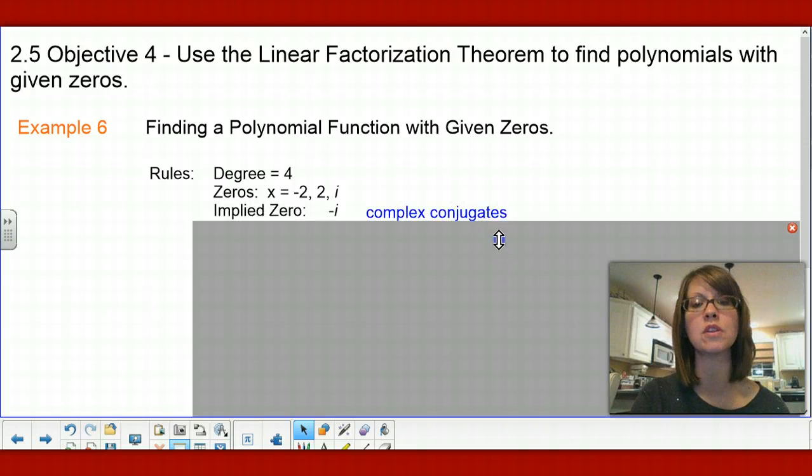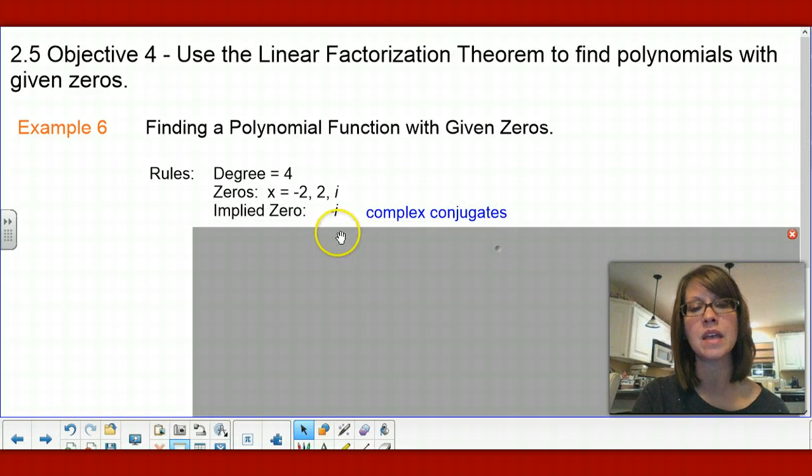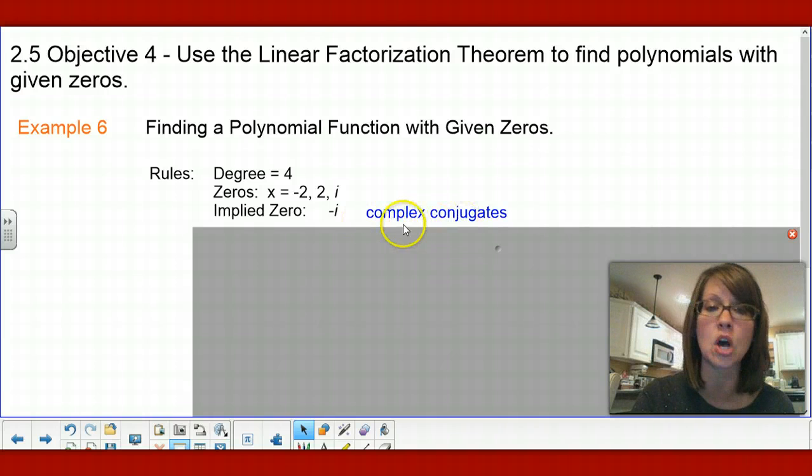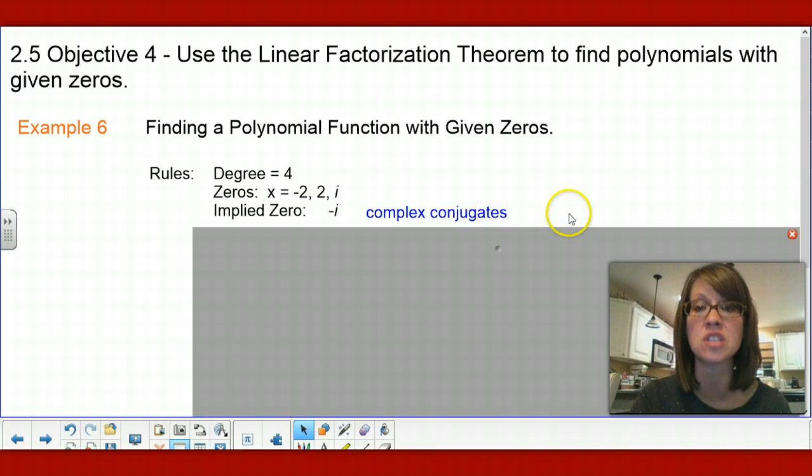Now, there's also something that was implied. If I remember what I just said a few minutes ago about -2 plus i radical 5 and -2 minus i radical 5, if i is a zero, then -i is also implied as a zero. So you have to throw this one in there yourself because you know something about complex conjugates. Another thing we should probably add to our study list.